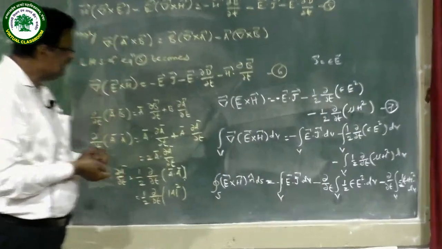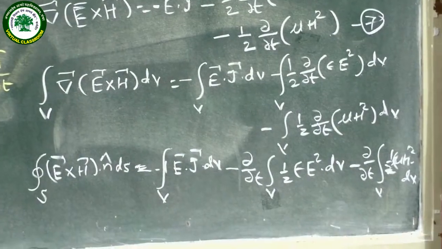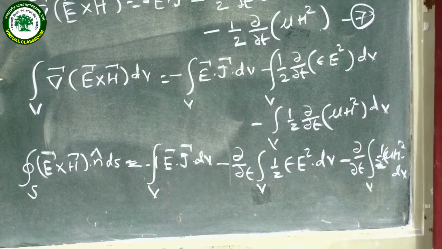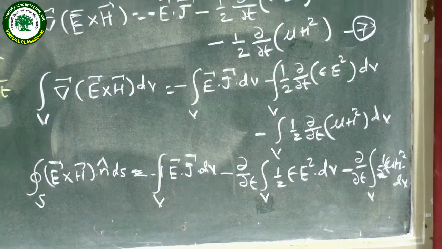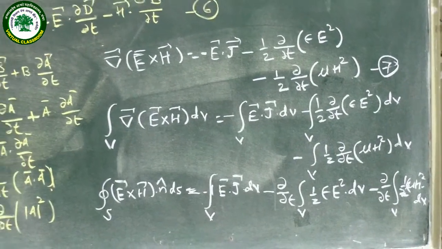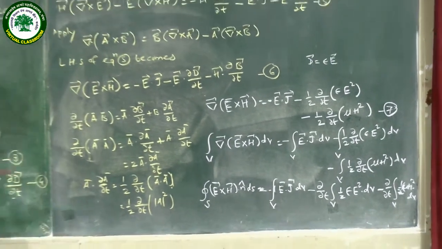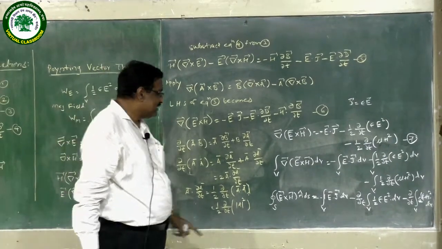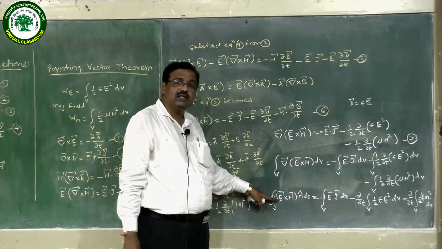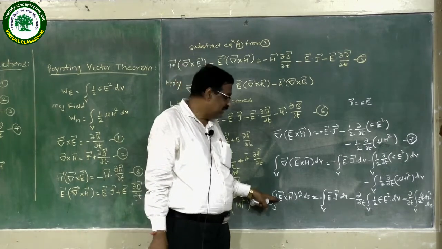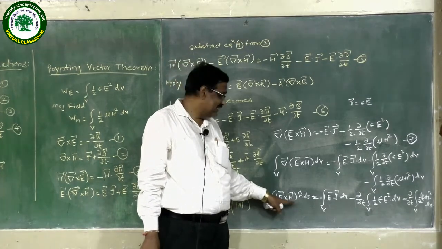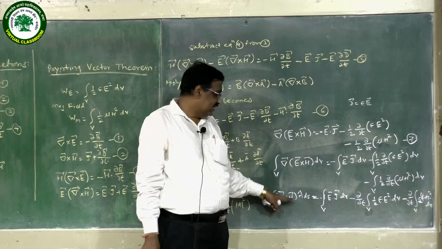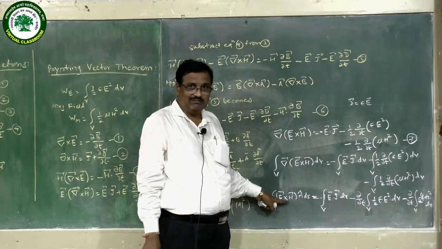So this is the new equation which is obtained by using Maxwell's equations, in terms of vector E and vector H, and this equation is referred to as the Poynting vector theorem. What it indicates is that on the LHS we have a new vector, which is the cross product of two vectors, the electric intensity and the magnetic intensity. This vector is known as the Poynting vector.